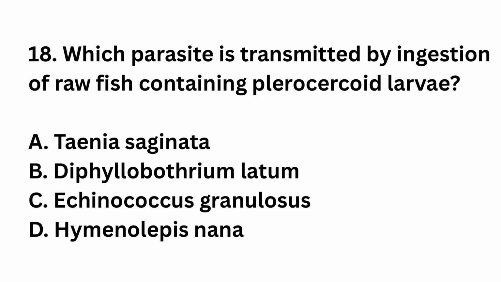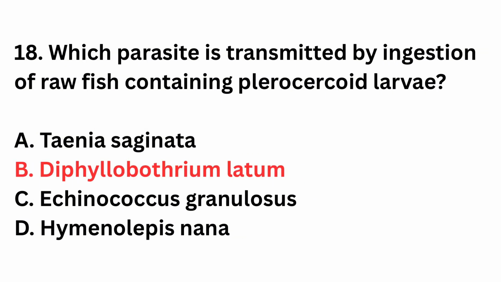Question number 18. Which parasite is transmitted by ingestion of raw fish containing plerocercoid larvae? Taenia saginata, Diphyllobothrium latum, Echinococcus granulosus, Hymenolepis nana. The right answer is option B, Diphyllobothrium latum. Fish tapeworm larvae develop into adults in the intestine. It is common in areas where raw fish is consumed.